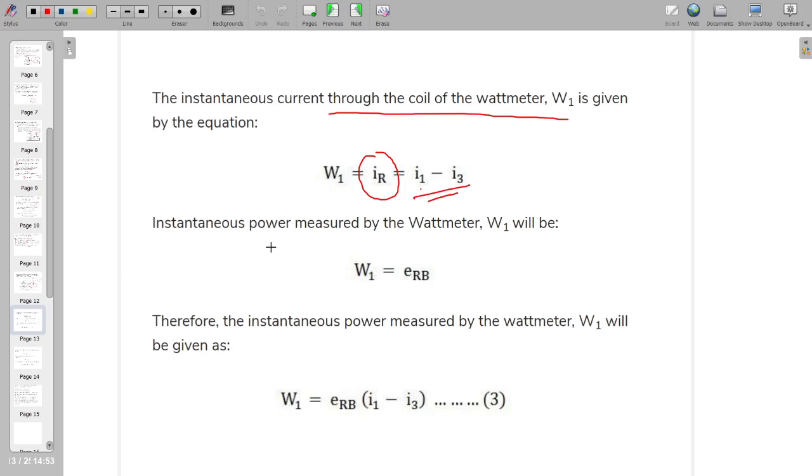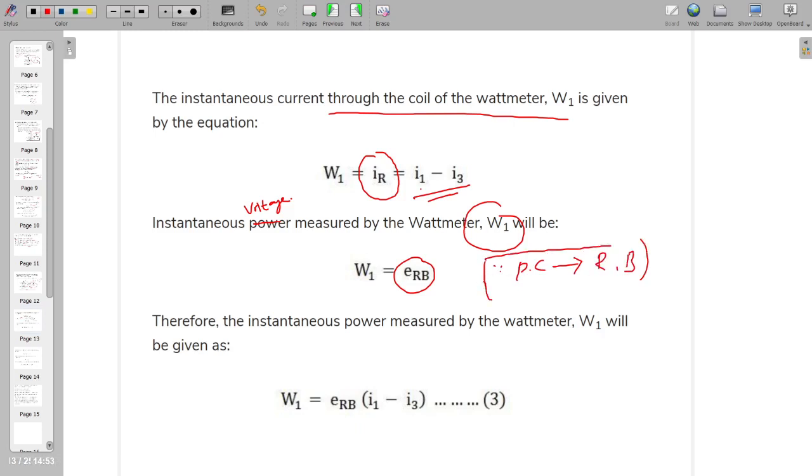So the instantaneous voltage measured by the first wattmeter, sorry, it is not power, this is voltage. Instantaneous voltage measured by the first wattmeter is E_RB. Why? Because the pressure coil or potential coil is connected between R phase and B phase.